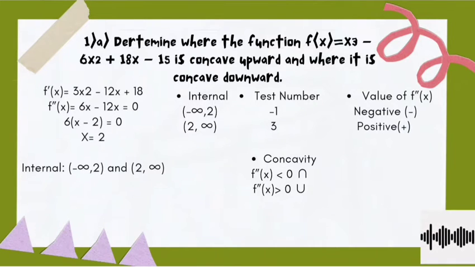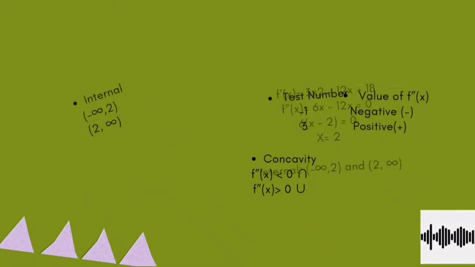Determine whether the function is concave upward or downward. If the value of the second derivative function is greater than 0, it is concave upward. And if the value of the second derivative function is less than 0, it is concave downward.